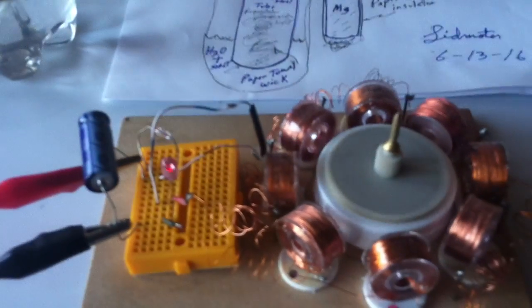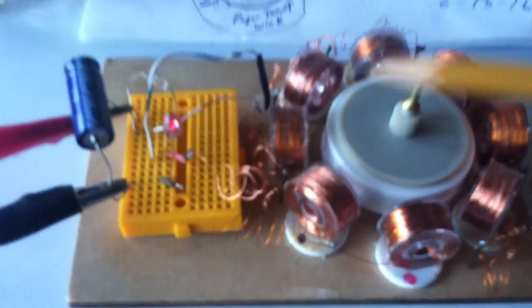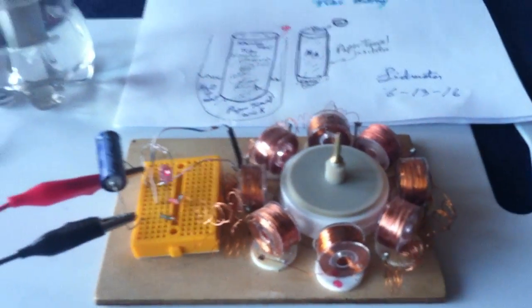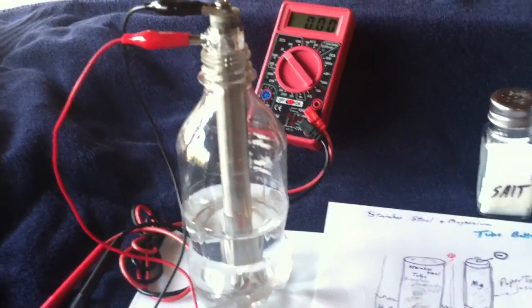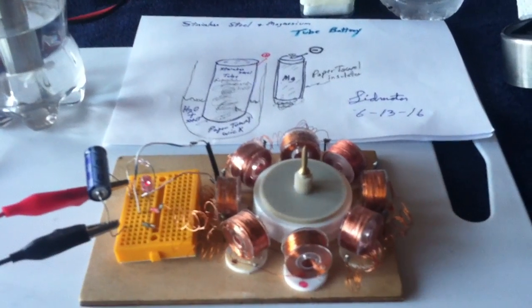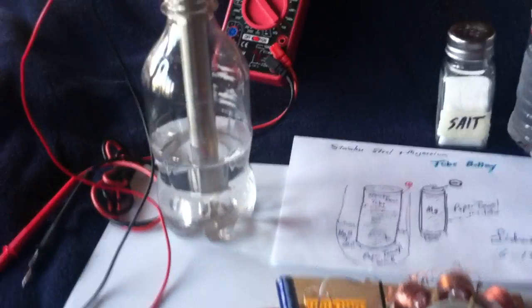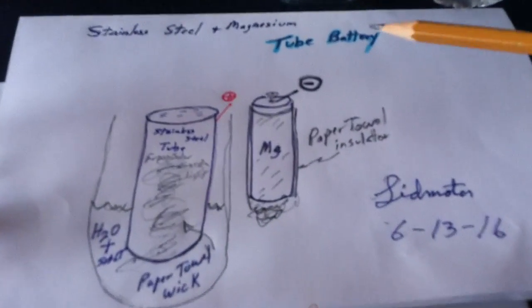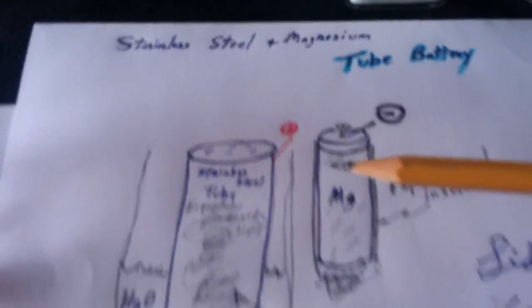And we'll just see how long this little motor runs. This is a little pulse motor, a reed switch pulse motor, and it puts out about a volt or so with maybe 10 milliamps. It's not very strong, but it's the duration. Some of my cells don't last very long, and some of them have been going for years and years. I just want to see what this does on a 24-hour run. But this is the construction, and I'm just calling it the tube battery, the stainless steel magnesium tube battery.